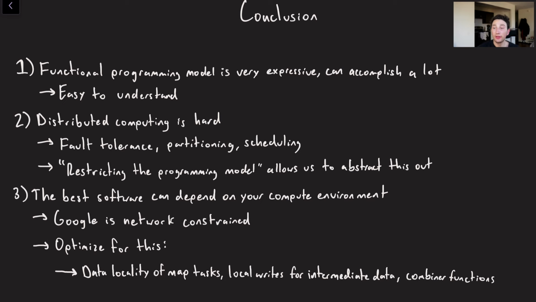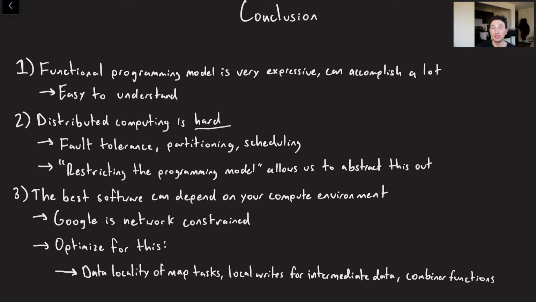So let's go ahead and get some main conclusions out of this paper because I think there are a few that are unique to it. For starters, I think one, it speaks to how great the functional programming model is and how, when you can use it, it's something that is good to use. You can express a lot of complicated functionality with seemingly simple functions.